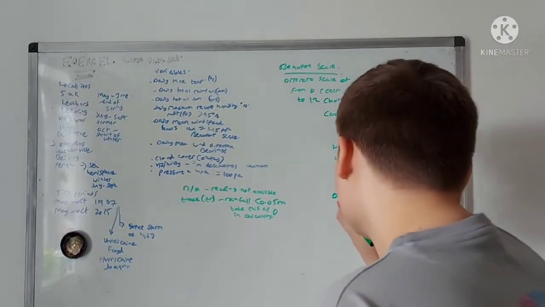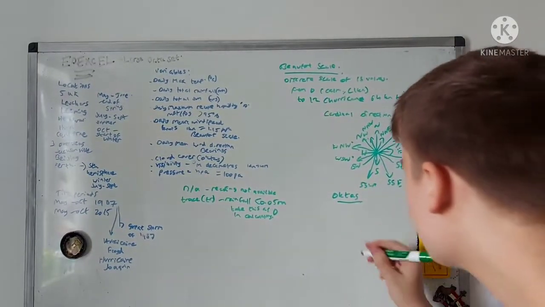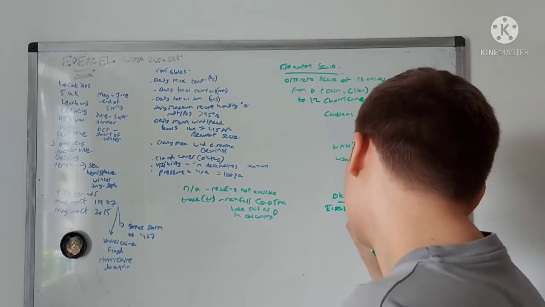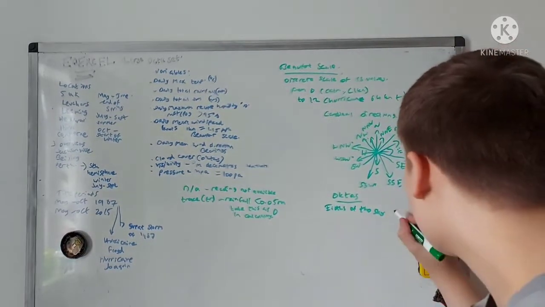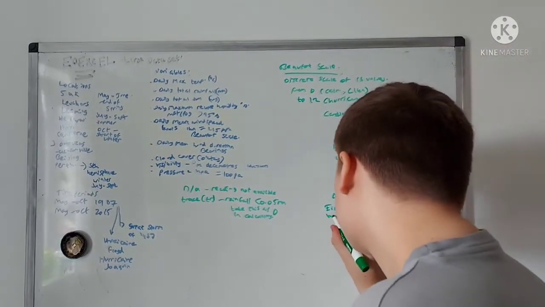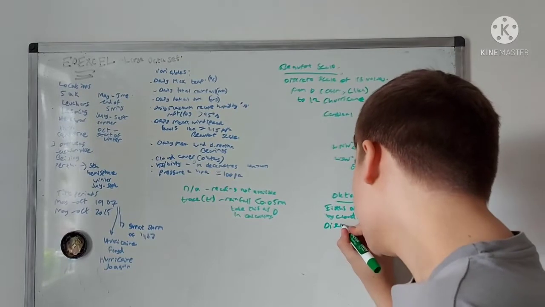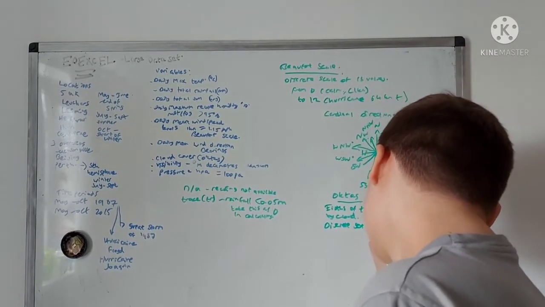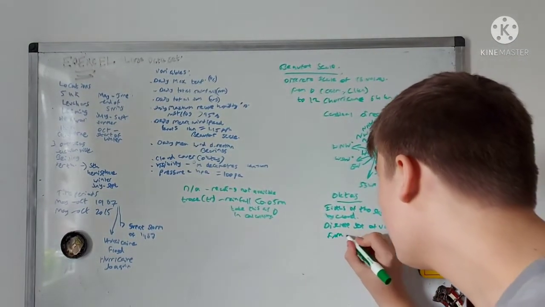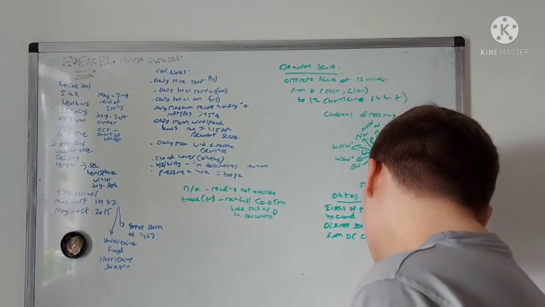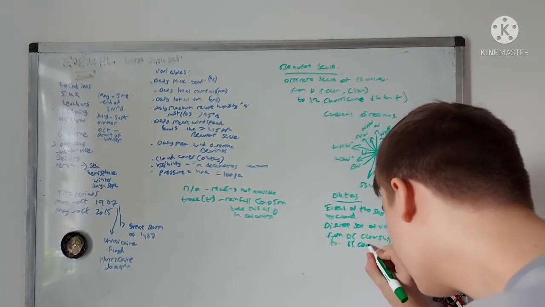Last thing, oktas. The last thing I want to mention is about oktas. So that's 1/8 of the sky, measured in eighths, covered by cloud. It's a discrete set of values as well, which is quite important. From 0, so a clear sky, to 8, which is completely overcast.